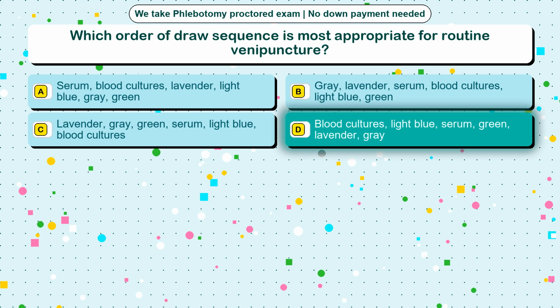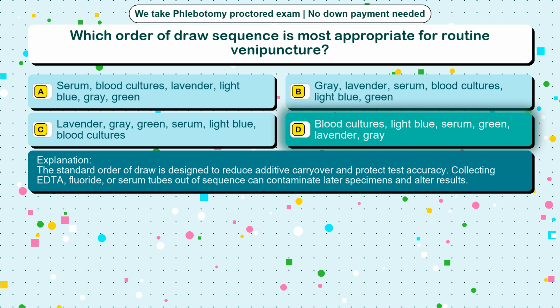Blood cultures, light blue, serum, green, lavender, gray. The standard order of draw is designed to reduce additive carryover and protect test accuracy. Collecting EDTA, fluoride, or serum tubes out of sequence can contaminate later specimens and alter results.